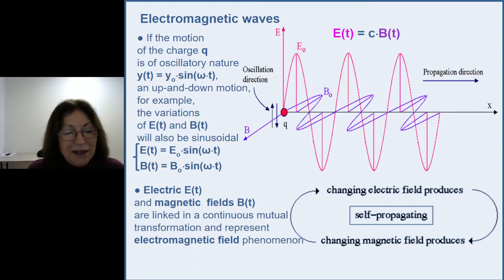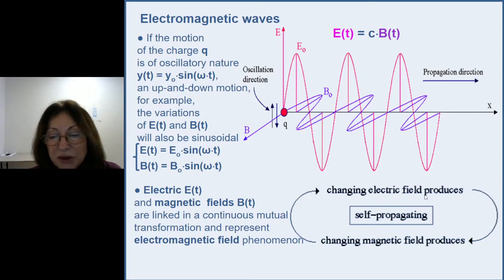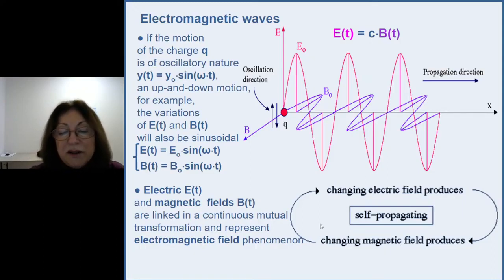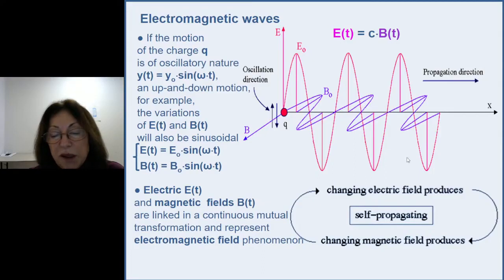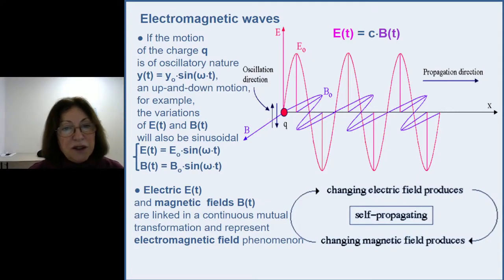Electric and magnetic fields are linked in continuous mutual transformation, and represent the electromagnetic field phenomenon. The change in the electric field produces a change in the magnetic field and vice versa. This combination, without being carried, self-propagates into space with a velocity in vacuum equal to 3 times 10 to the power 8 meters per second. But if there is matter, the velocity of propagation would be different, because of the influence of the substance on the motion of this combination of electric and magnetic fields.